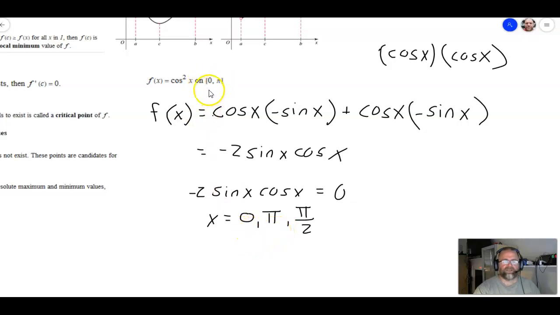And we also need to check the endpoints. So I actually have the endpoints here as well. So there's really only 3 values that we're going to need to check on this. So let's go ahead and use our calculator at this point.